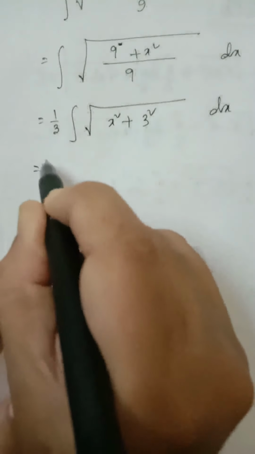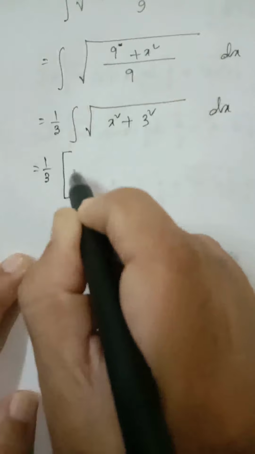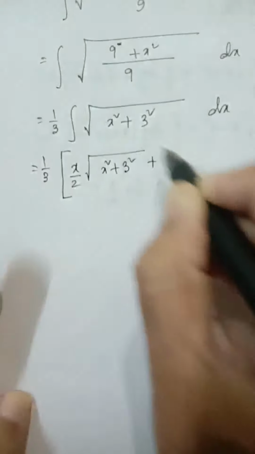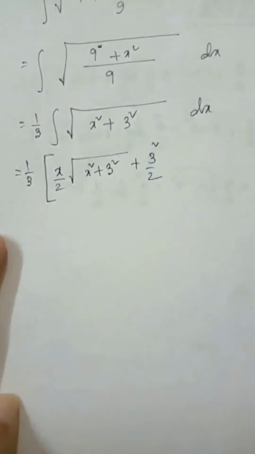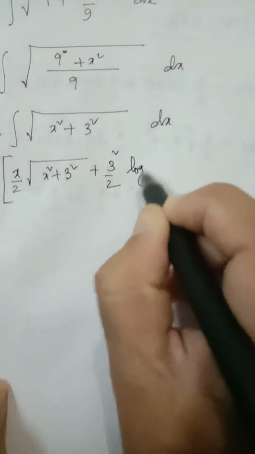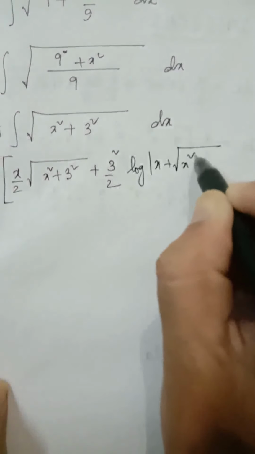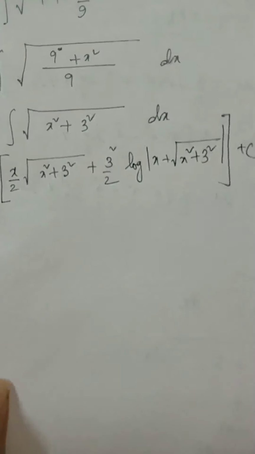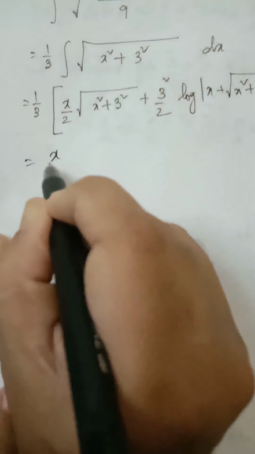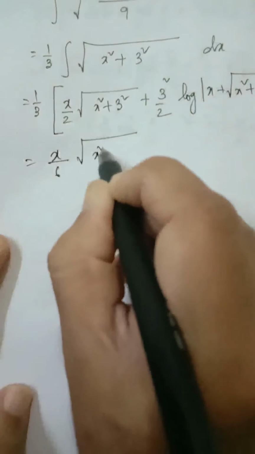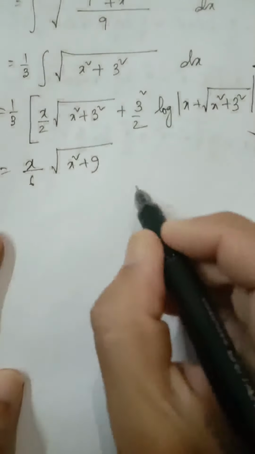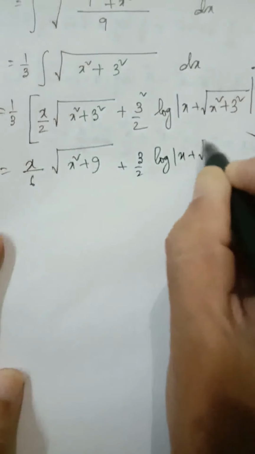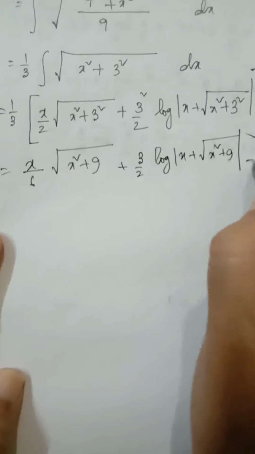Its integration will be 1 by 3 into x by 2 into root over x square plus 3 square plus a square by 2, that is 3 square by 2, log of x plus root over x square plus 3 square plus c. If we multiply, we get x by 6 into root over x square plus 9 plus 3 by 2 log of x plus root over x square plus 9 plus c.